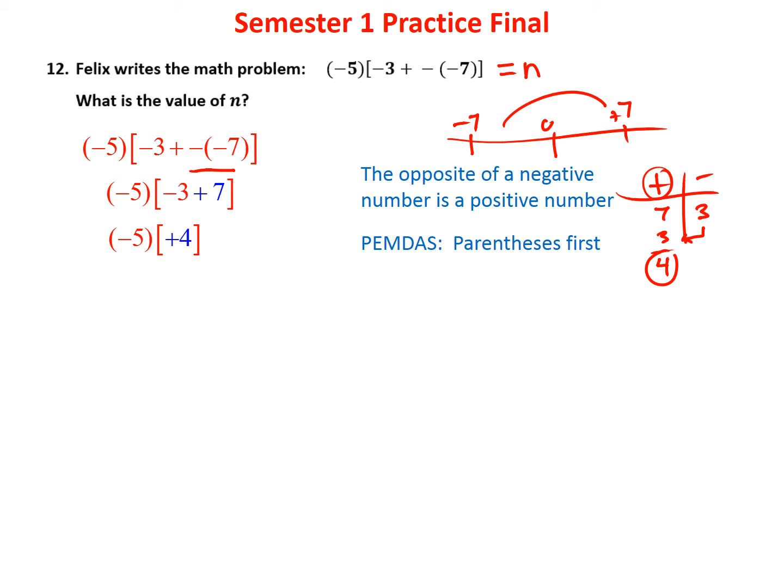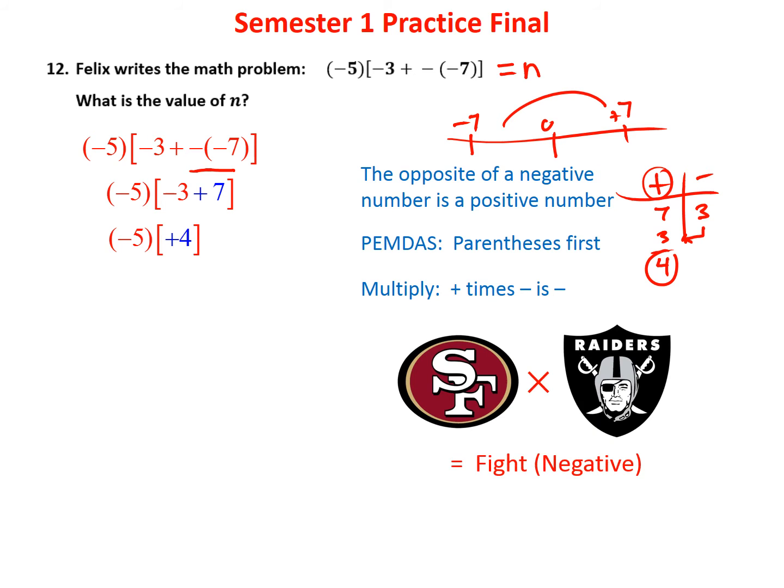So that's 4. Now finally, we have negative 5 times positive 4. And we remember that a positive times a negative is a negative. Remember, if we have a 49er meets a Raider, we're likely to get a fight. A positive times a negative gives us a negative. So the answer will be negative 20.